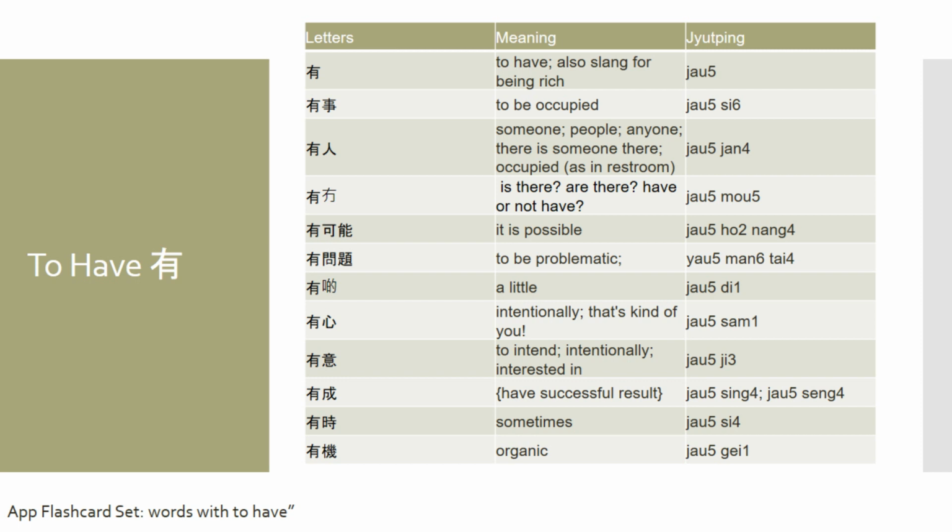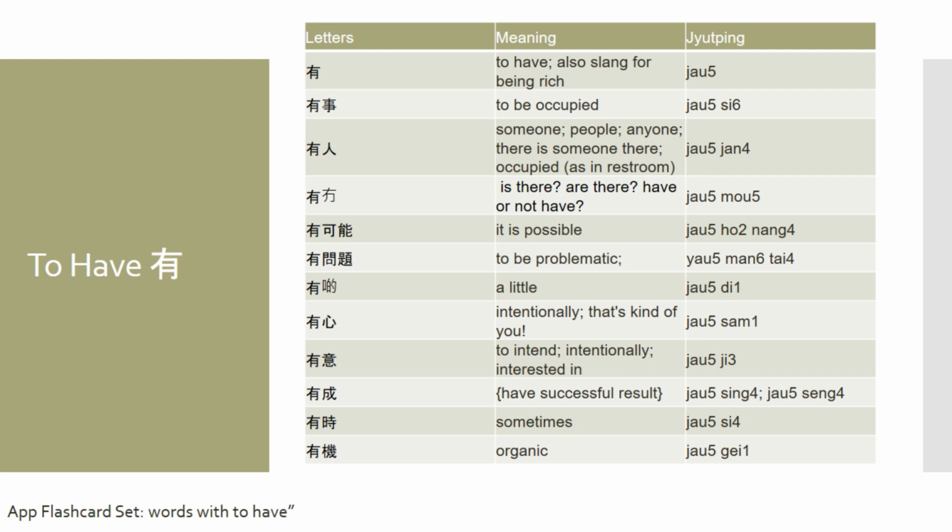The last Chinese character that I want to talk about in this lesson has a lot of words associated with it, and this is the Chinese character that represents to have. So to have in Cantonese is pronounced yao, yao. Now, to say to be occupied in Cantonese, you could say yao si, yao si.